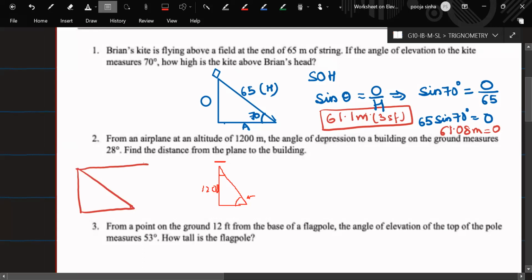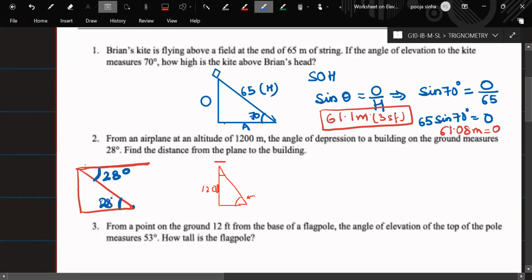So always remember, whenever you're making an angle of elevation or depression, you always make a baseline first. On that baseline, this is the depression. Angle of depression to a building on the ground measures this much. So the building must be somewhere here. And that angle of depression is 28 degrees. So by the law of parallel lines, these will be alternate interior angles. So even this will become 28 degrees.